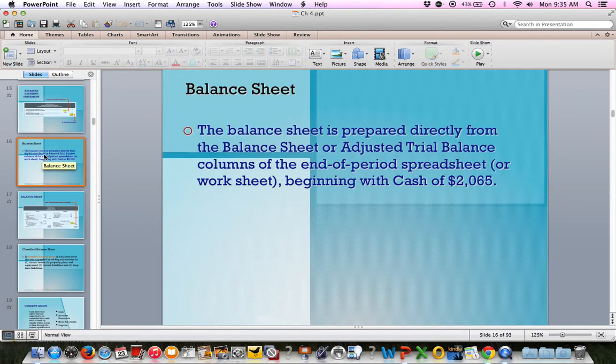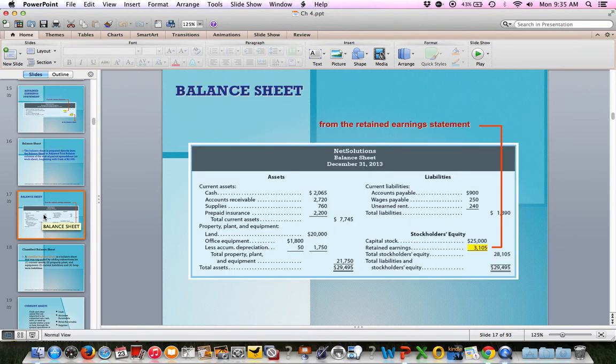The balance sheet is prepared directly from the balance sheet adjusted trial balance column, beginning with cash of $2,065. Okay, so there's my cash right here. And so notice I start out with my current assets, assets that have a duration of 1 year or less: cash, receivables, supplies, prepaids, I subtotal that. Then I have my long-term assets, assets that I expect to be able to use for more than a year. And you can see I've got land, equipment, accumulated depreciation to get down to a total property, plant, and equipment.